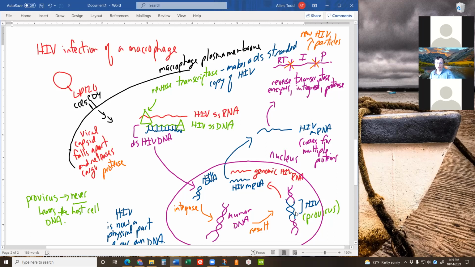That HIV proviral DNA will be transcribed. Both strands of the HIV will be transcribed into genomic HIV RNA and HIV messenger RNA. Those things will be exported out of the nucleus. The HIV messenger RNA will be translated into a giant polyprotein by the human cell ribosomes. And then protease enzymes that came in with the original virus will cut the polyprotein apart so that I have the individual subunits I need to assemble new HIV virus particles, which will then exit the cell. Any questions?